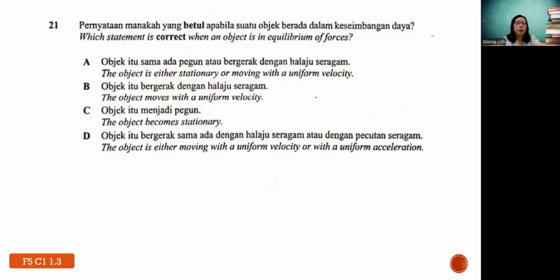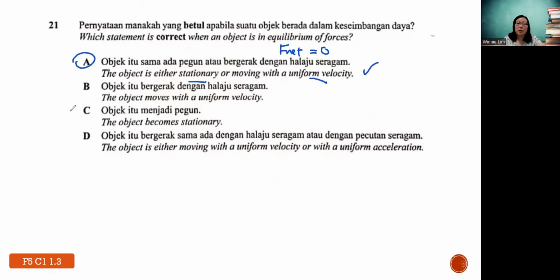Okay, 21. Which statement is correct when an object is in the equilibrium of forces? When the forces are in equilibrium, that means the resultant force is equal to 0. That means the object has two states: either at rest or moving at constant velocity. So the answer itself is A already.